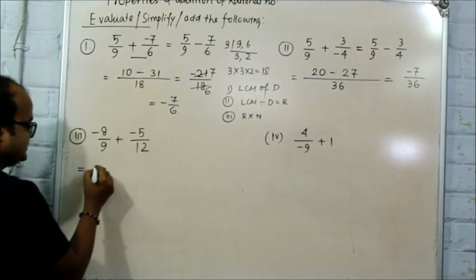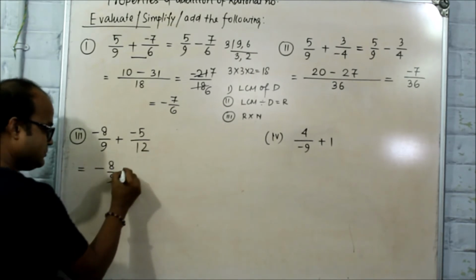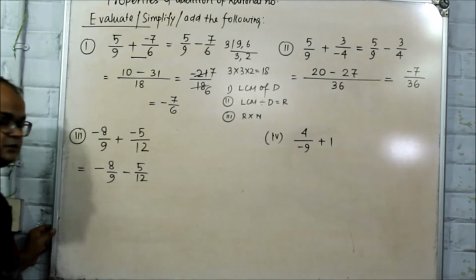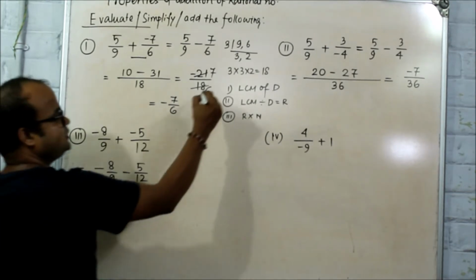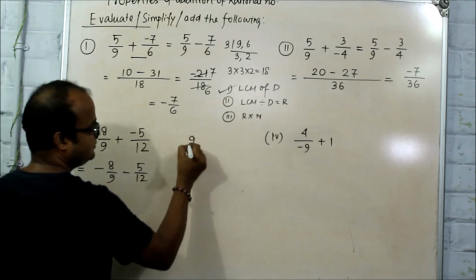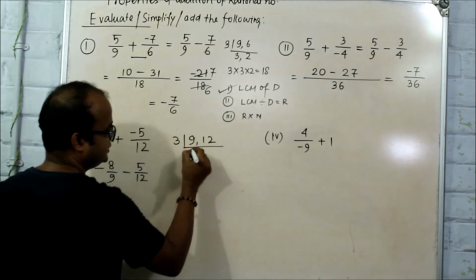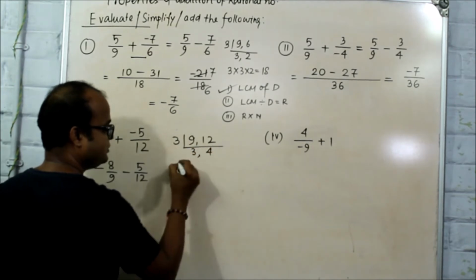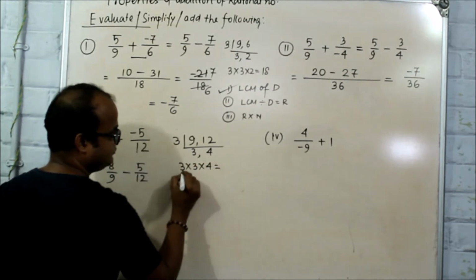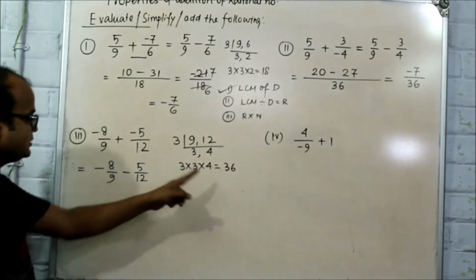So first, minus 8 by 9 plus minus same way 5 by 12. Now we need to find out the LCM of denominator. So 9 and 12. 3 3 are 9, 3 4 are 12, 3 into 3 into 4. So LCM will be 3 3 are 9, 4 are 36. So LCM is 36.